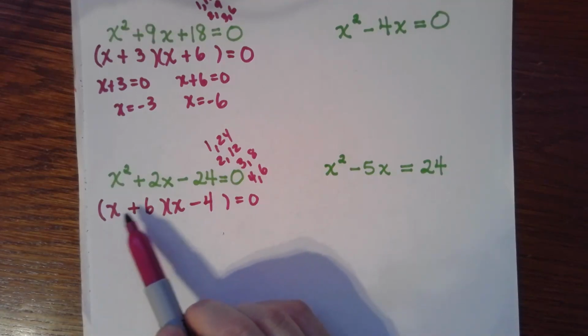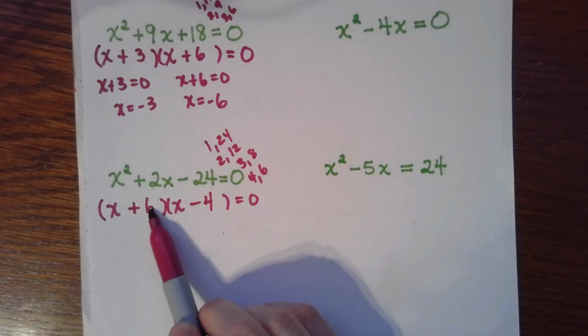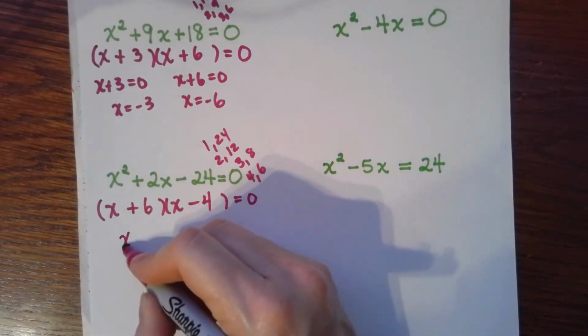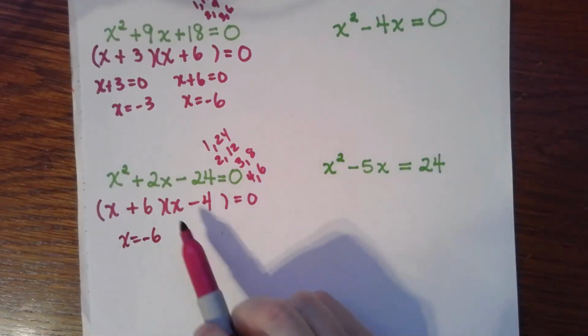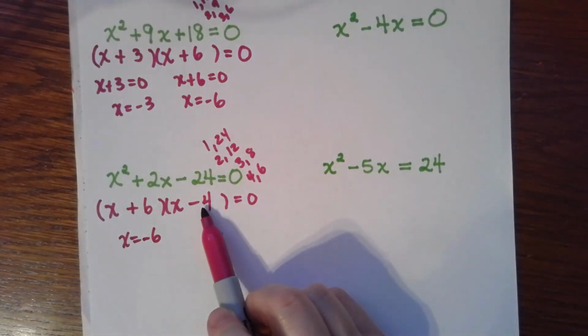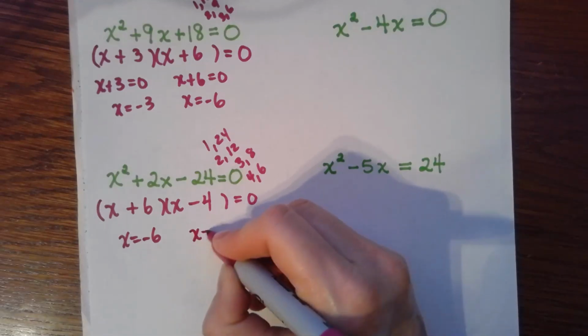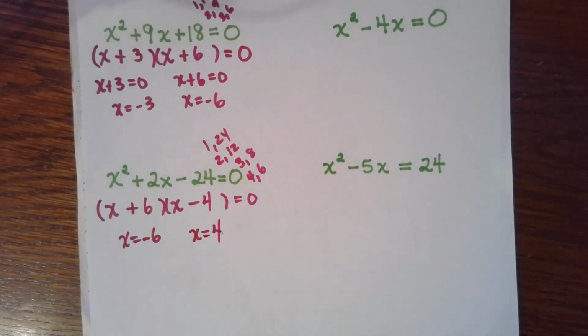Okay, and how is x plus 6 going to be 0? Well, that's when x is negative 6. And how is x minus 4 going to be 0? Well, that would be when x is 4. Okay, so those are our two solutions.